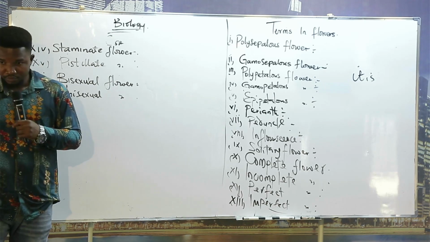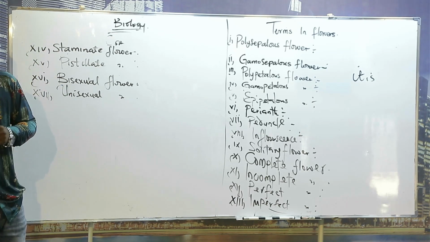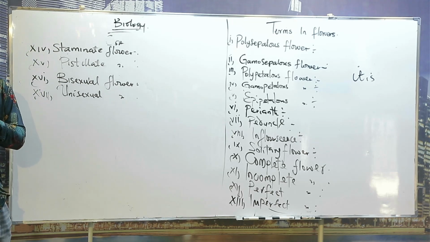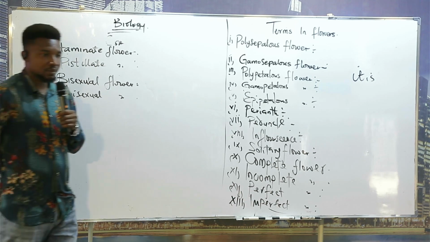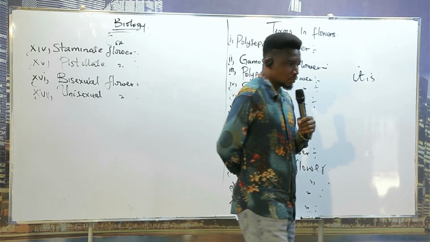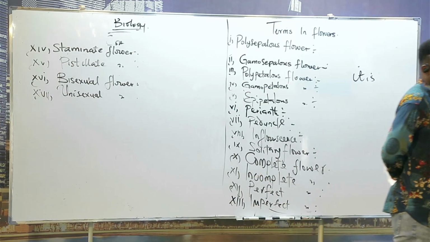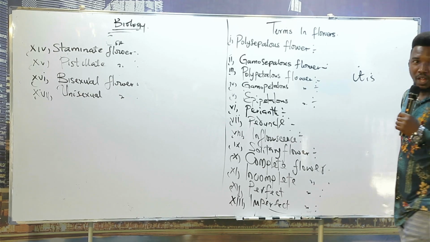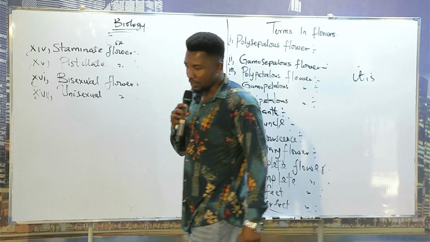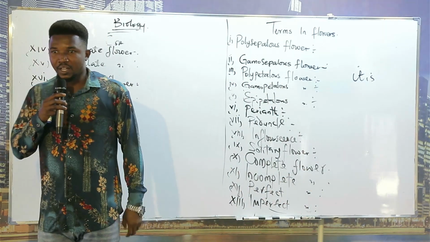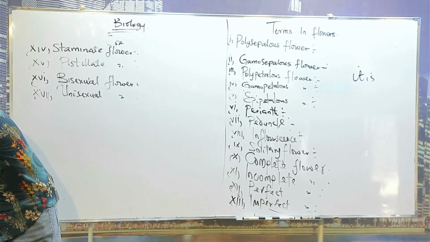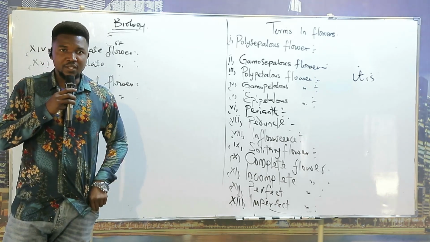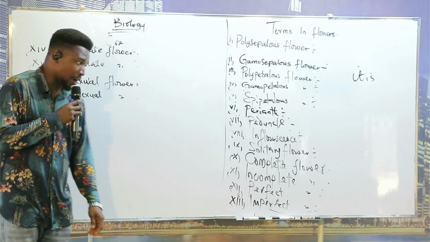Are we good to go? So, what is bisexual flower? Who can define it? It has both androecium and gynoecium, right? It has both androecium and gynoecium. Okay, so let's move to the next thing we have.